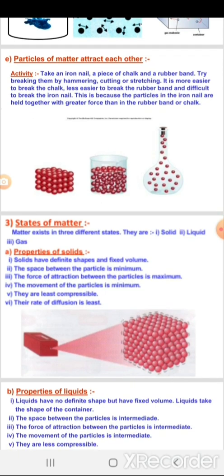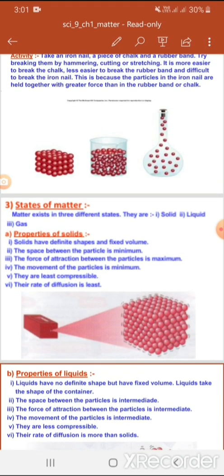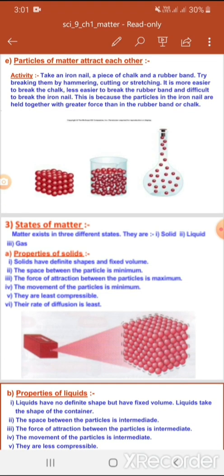The next property is that the particles of matter attract each other. As you can see in the image below, there are three objects. One is a cuboid, second is a beaker with liquid, and the third is a glass jar or a flask which possesses some air. So for the cube, you can notice that it looks like a solid state. It has a fixed shape and the particles are quite close to each other.